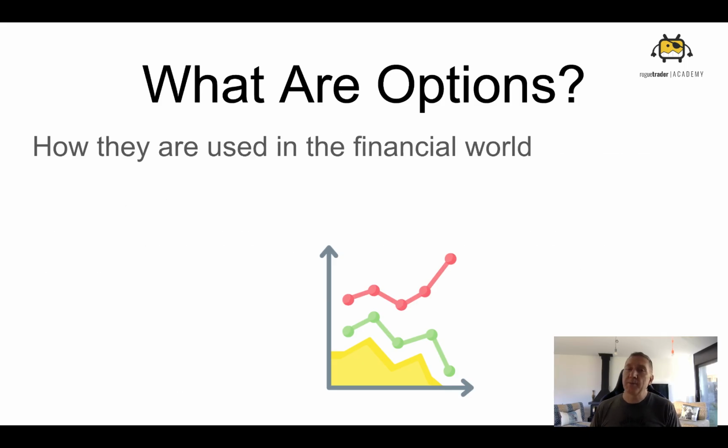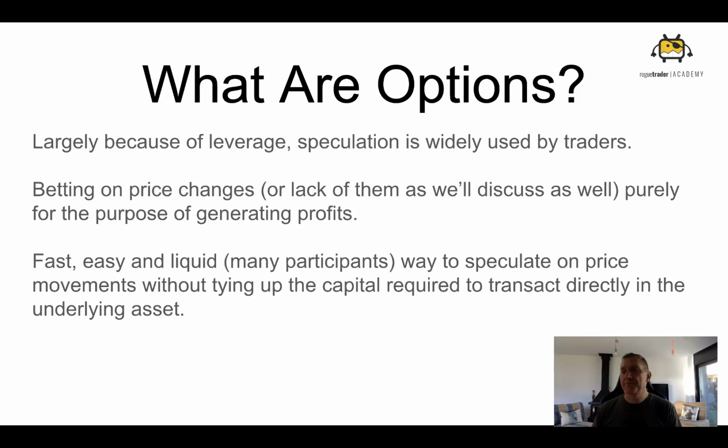All right, so next up in how these options are used, and this is what most people think of, and that's speculation. This is largely because of leverage. Speculation is widely used by traders. That's really the big advantage. Speculators are just betting on price changes. They're thinking it's going to go up, they think it's going to go down, they think it's not going to do anything. Whatever their strategy happens to be, they're trying to make money from price movement or the lack of price movement.